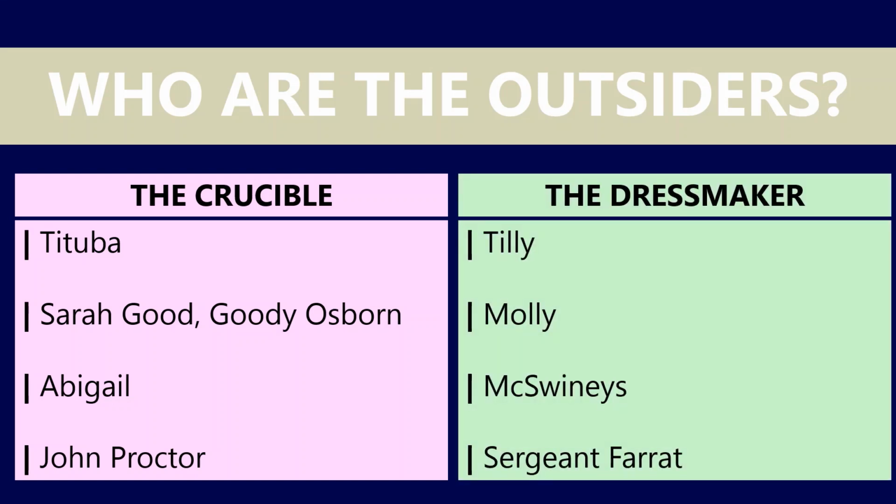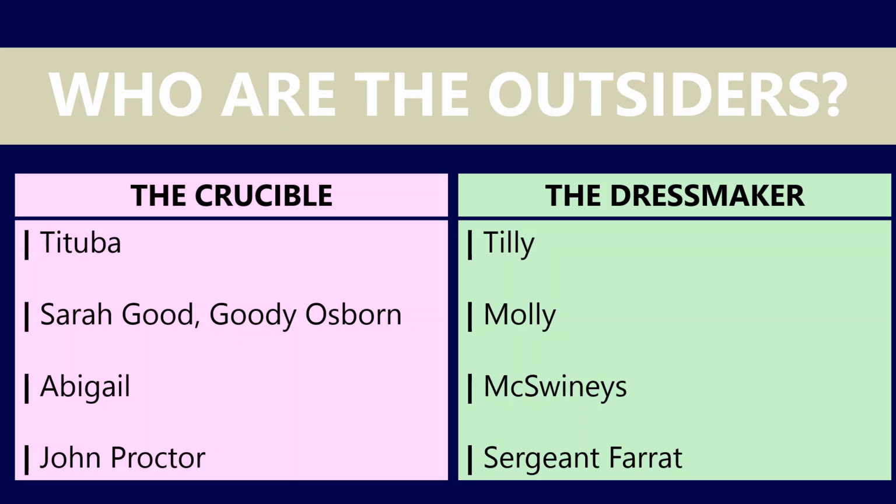When it comes to The Dressmaker, Tilly is the most obvious character to choose from. Again, she literally arrives from outside the town to begin with in the text, but she's definitely considered an outcast by many. So too is her mother, Molly. In fact, they're both often judged together. The McSwineys I would also consider outsiders. They are, of course, a lower class family. And what is interesting to note is that Tilly, Molly, the Dunnages, as well as the McSwineys, live separate to the rest of the town.